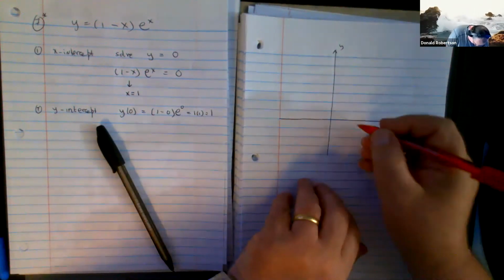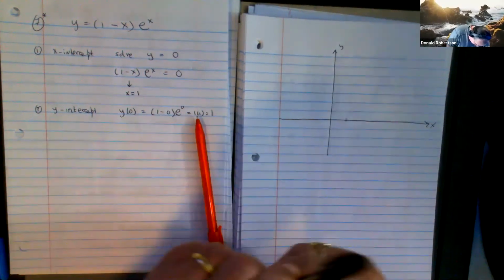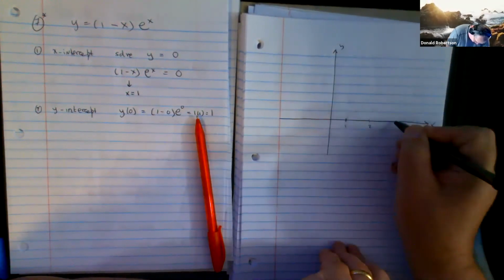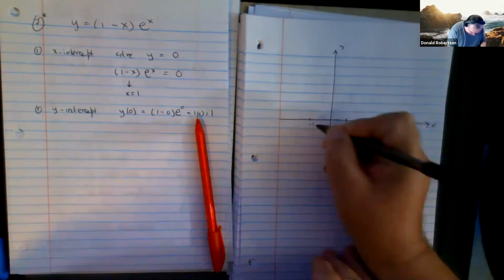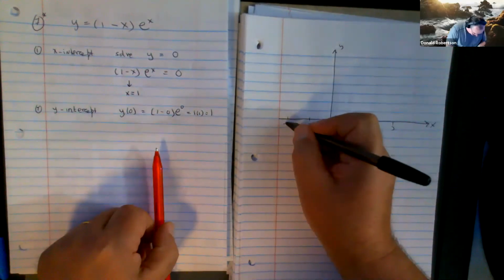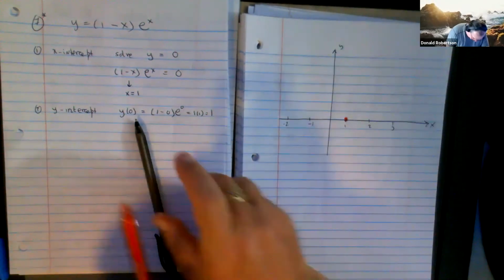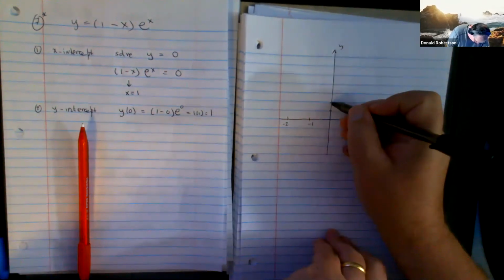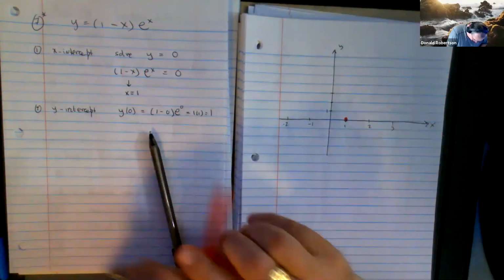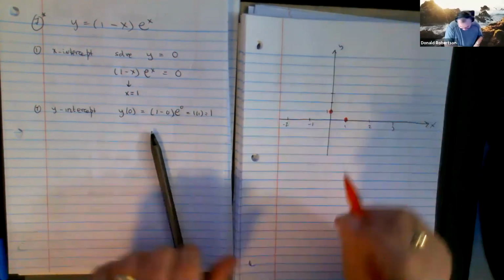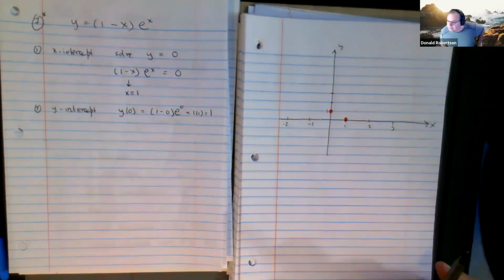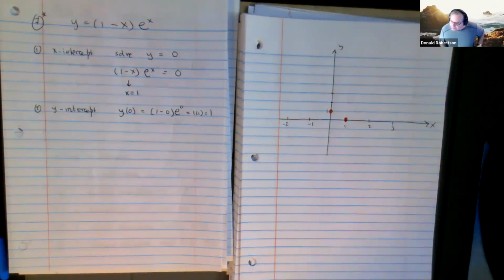And our x-intercept is at 1, and our y-intercept is at 1. It's a start, right? A little bit helps.